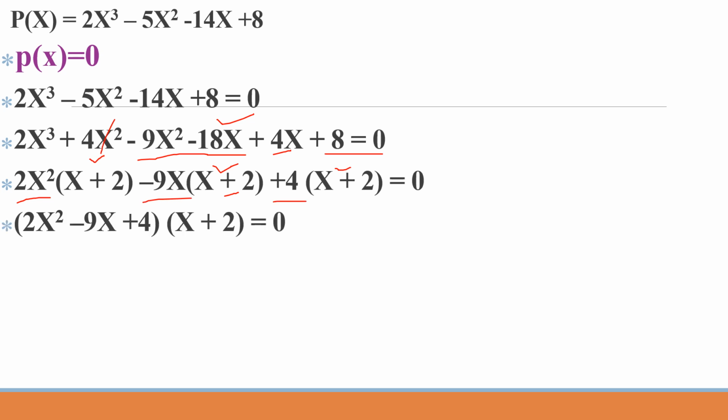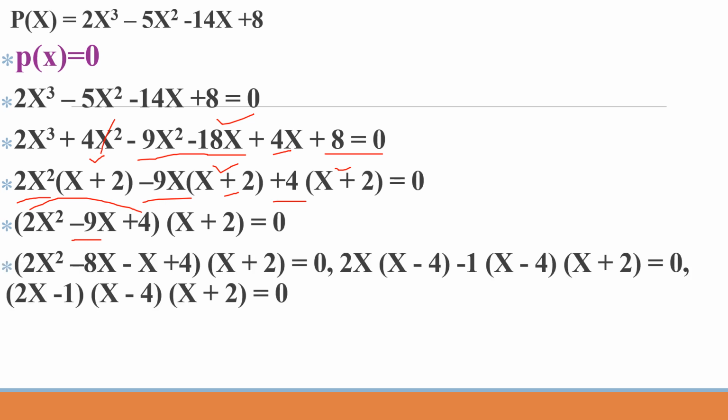I have already explained: 2 into 4 when we multiply we should get 8, and when we add the numbers we should get minus 9. What two numbers can we take? It is minus 8x and minus x. When we add the two numbers we get minus 9. When we multiply minus 8 into minus 1 it is equal to plus 8. This term we are not going to disturb. We write it as it is with a multiplication symbol, equal to 0.